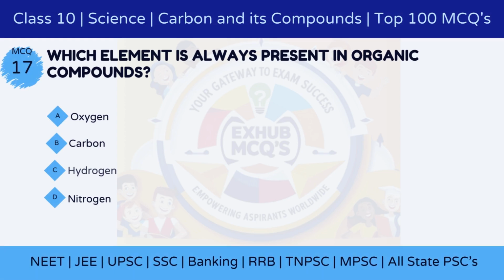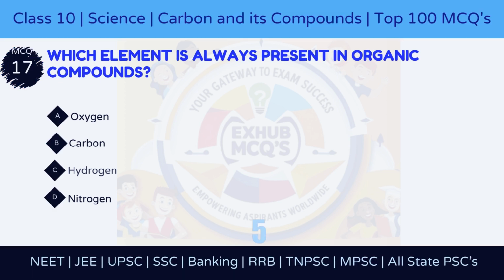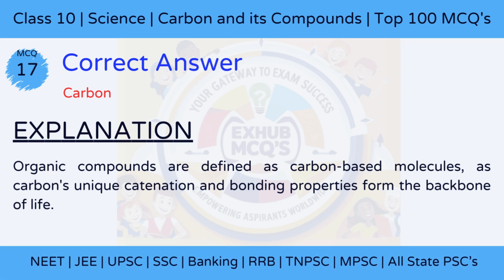MCQ 17. Which element is always present in organic compounds? Option A, oxygen. Option B, carbon. Option C, hydrogen. Option D, nitrogen. The correct answer is option B, carbon. Explanation. Carbon is the fundamental element in all organic compounds. Its ability to form strong covalent bonds and long chains makes it essential for life and organic chemistry.